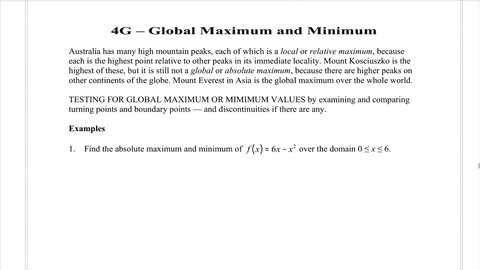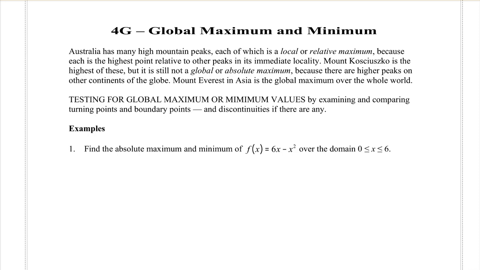All right, 4G. Today we're doing just a little lesson here on what is called global maximum and minimum. We have talked about this concept before, but we're going to have questions that are asking us about it, so we're going to do one here. So let's read through the text.